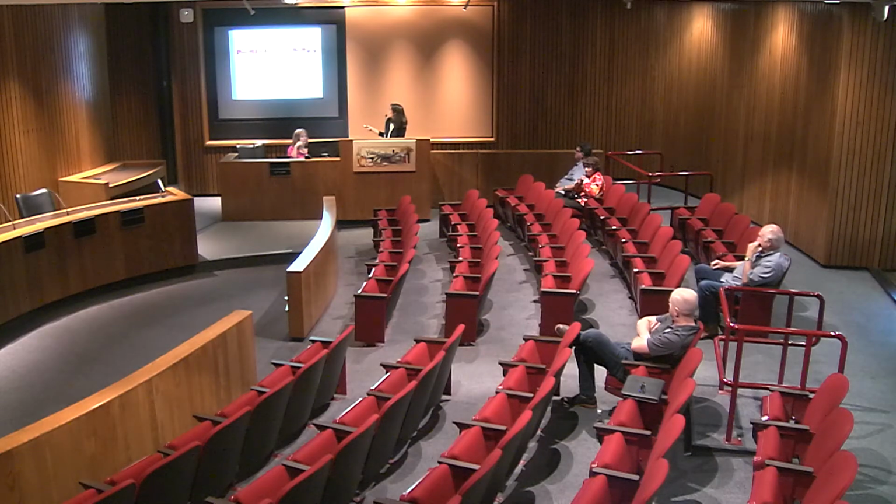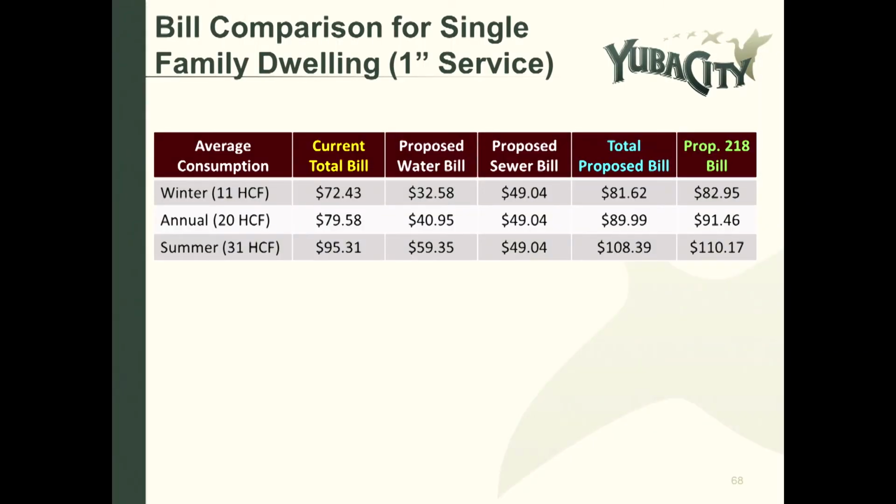And then, can you give water and then wastewater separate, both of them? So the water portion would be $32.58, and the sewer portion would be $49.04. And so that's for an average. You'll notice on here, sewer stays the same because for single family dwellings, it's just a flat rate. So it's going to be $49.04.